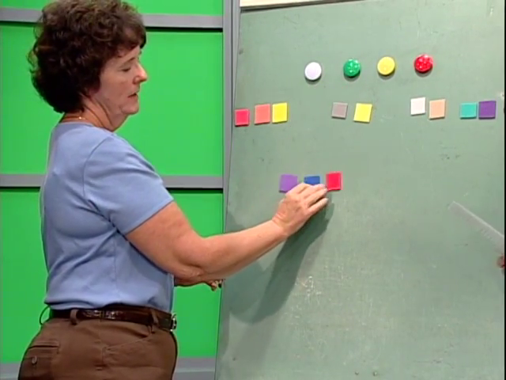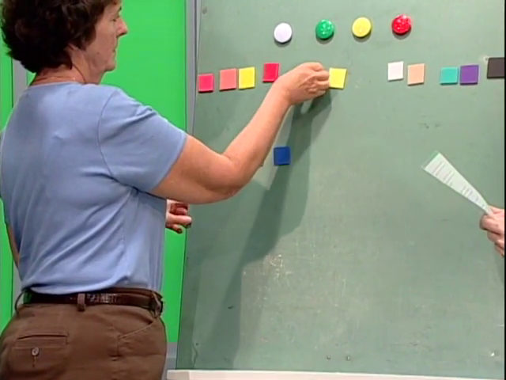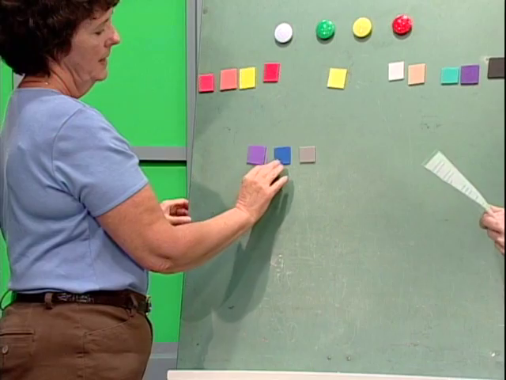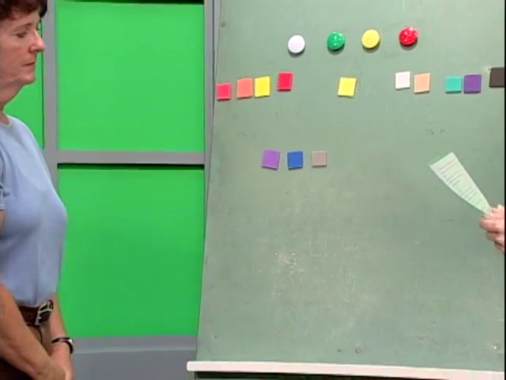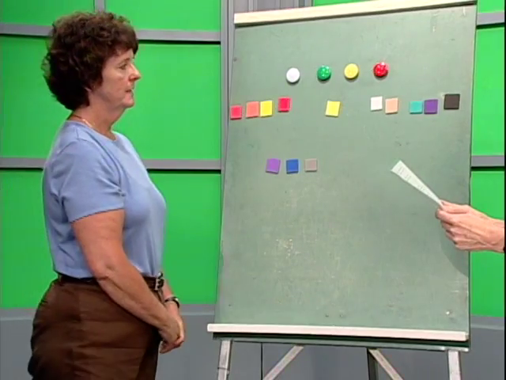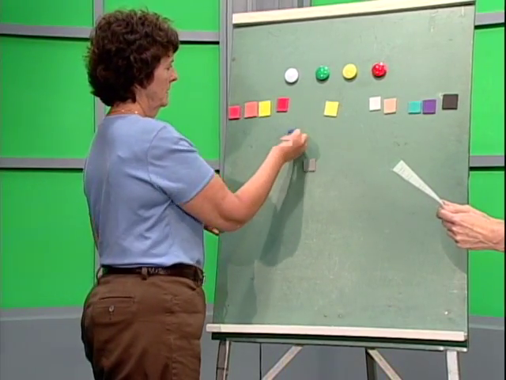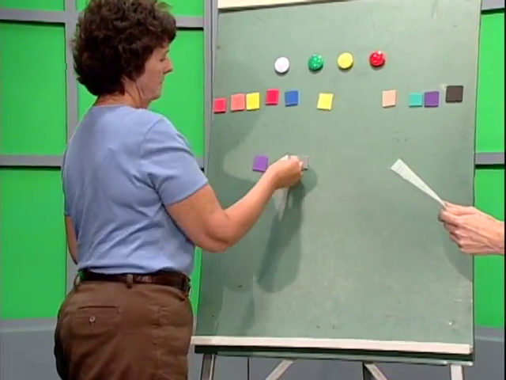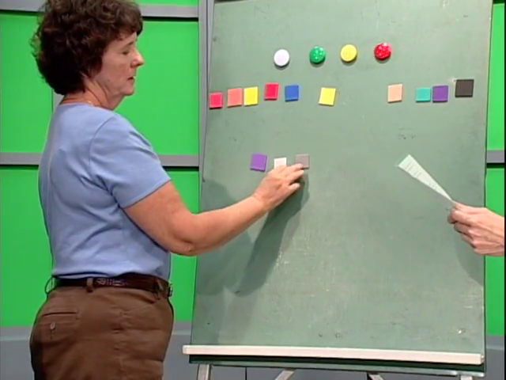M, a, t. Good. Now change m, a, t to m, a, g. M, a, g. Now change m, a, g to m, i, g. M, i, g. Very good.